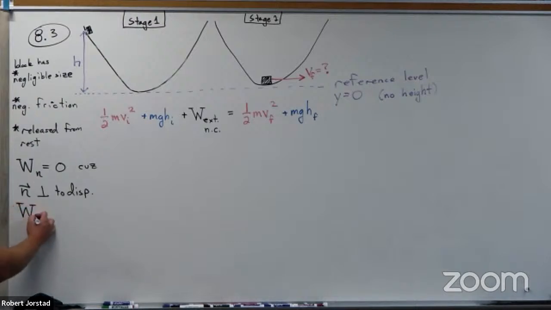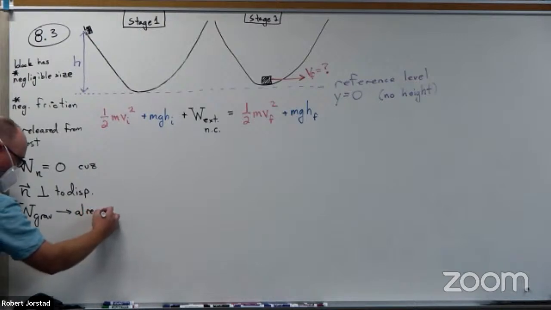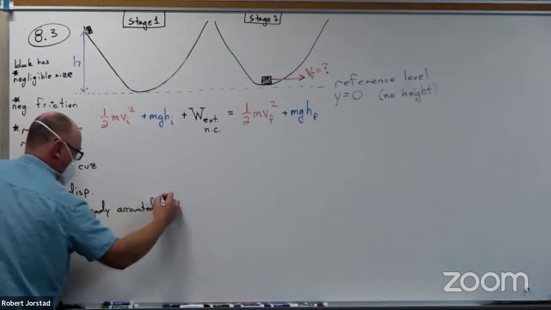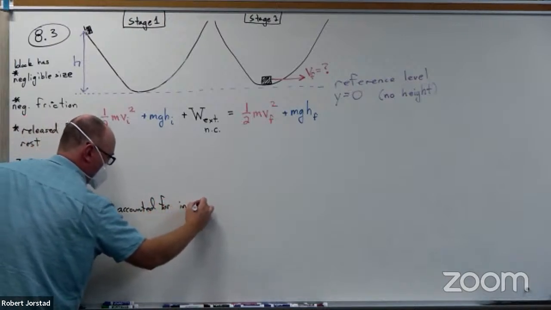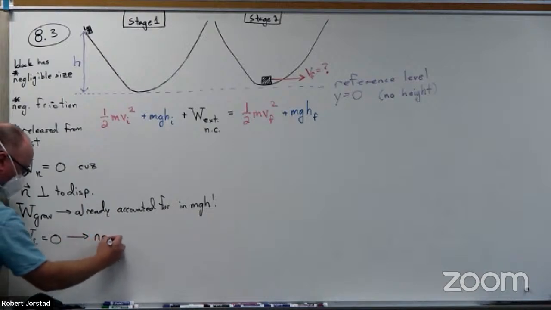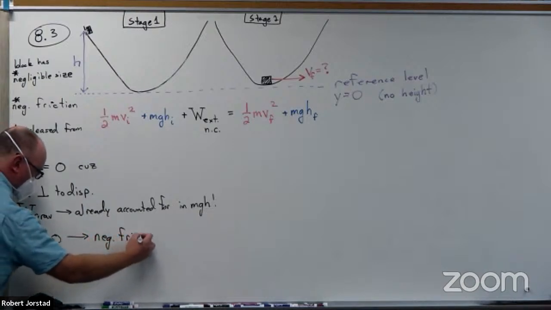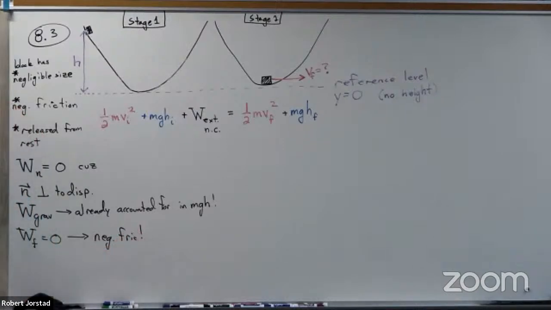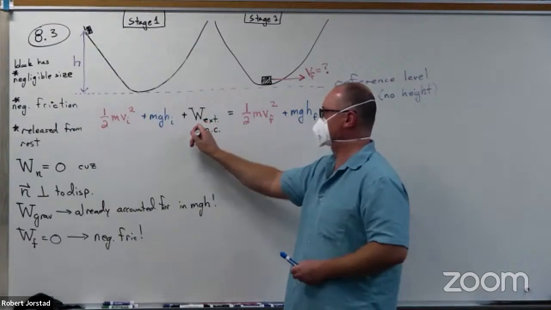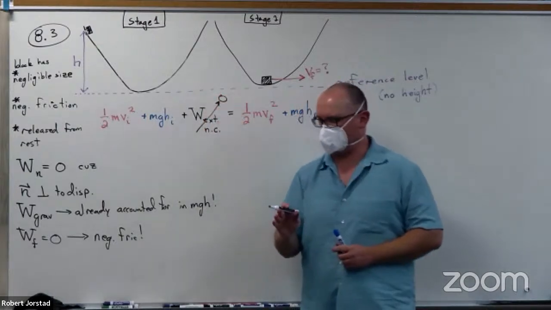Work done by gravity is already accounted for in mgh. And finally, the work done by friction equals 0 because this problem had negligible friction. Is everybody okay that the work term is 0? And understand why?